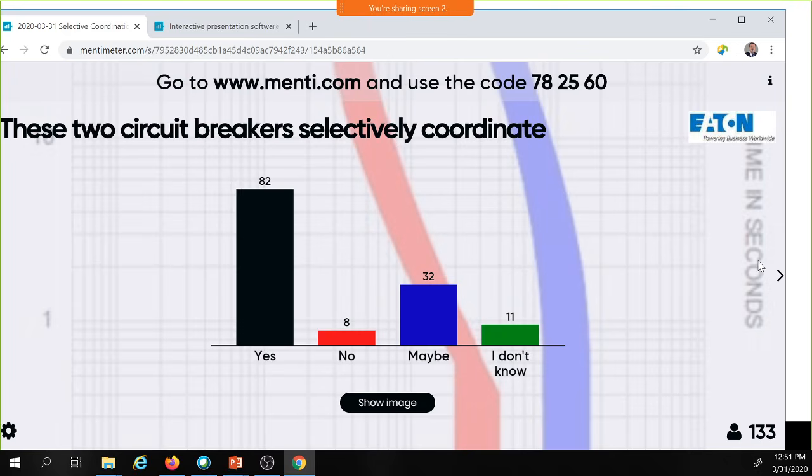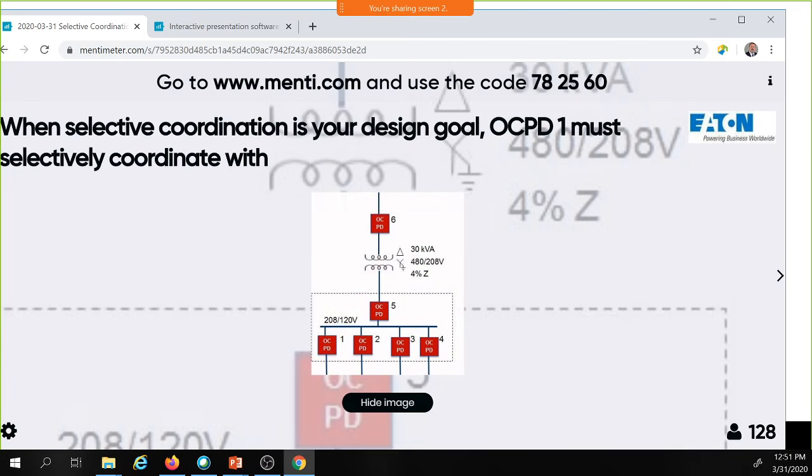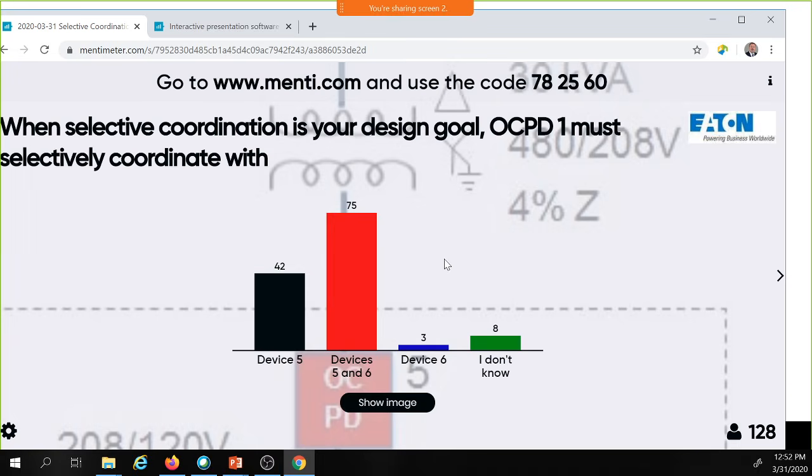I got to go to the results. When selective coordination is your design goal, OCPD 1. All right, so, and I would say design goal or code requirement, doesn't matter. All right, here's what we got.